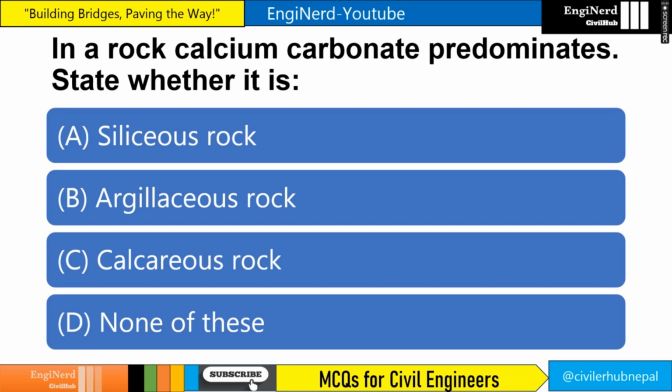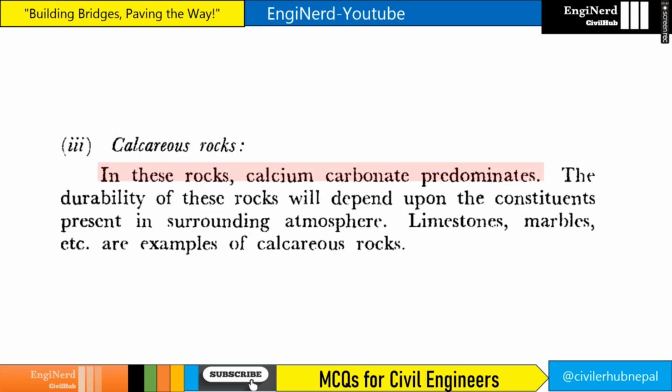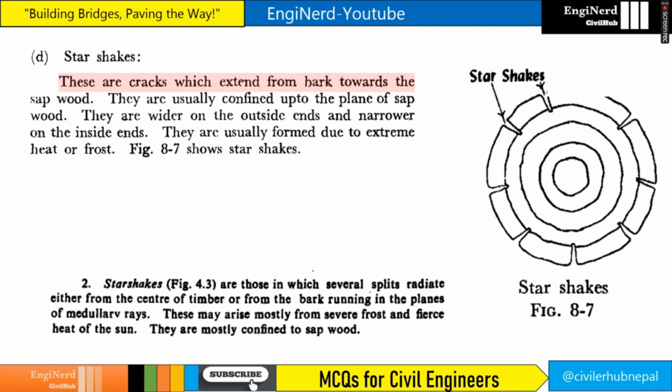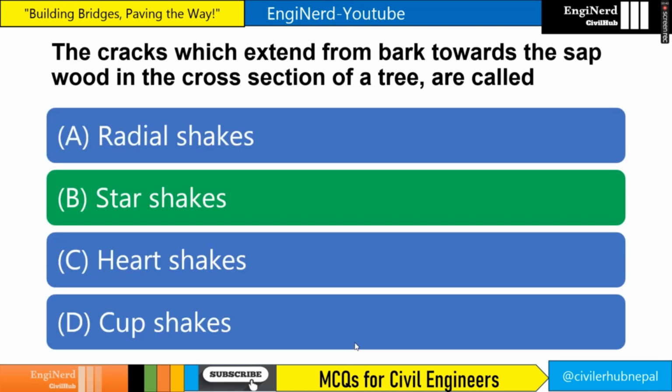In a rock, calcium carbonate predominates. State whether it is calcareous rock, right? In calcareous rocks, calcium carbonate predominates. The cracks which extend from bark towards the sapwood in the cross section of a tree are called star shake, right? In the star shake, these are cracks which extend from the bark towards the sapwood. That means it starts from the bark and goes toward the soft sapwood, and it is mostly confined to the sapwood. So the answer is star shakes.